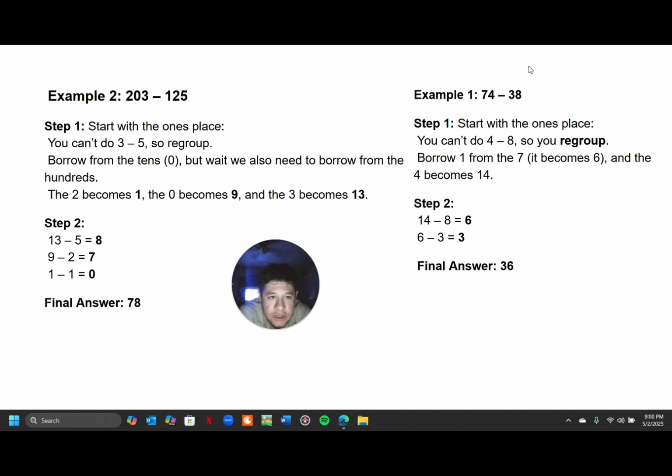Then in step 2, they're going to subtract 14 minus 8, which is 6. And then 6 minus 3 equals 3. Then their final answer will be 36. So that will be what they will be doing on day 2.